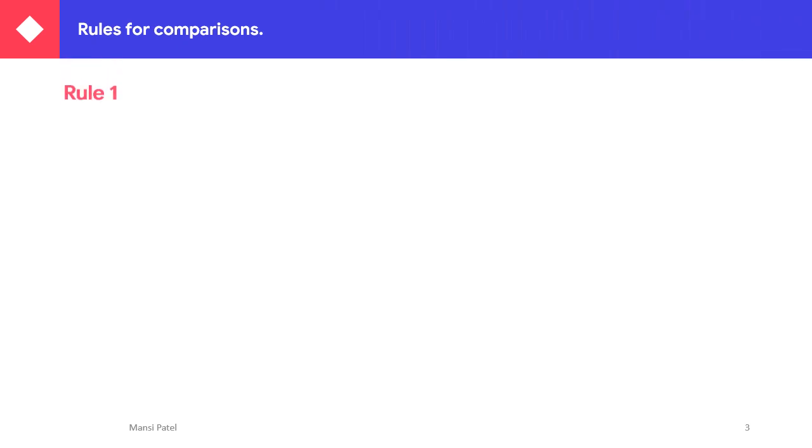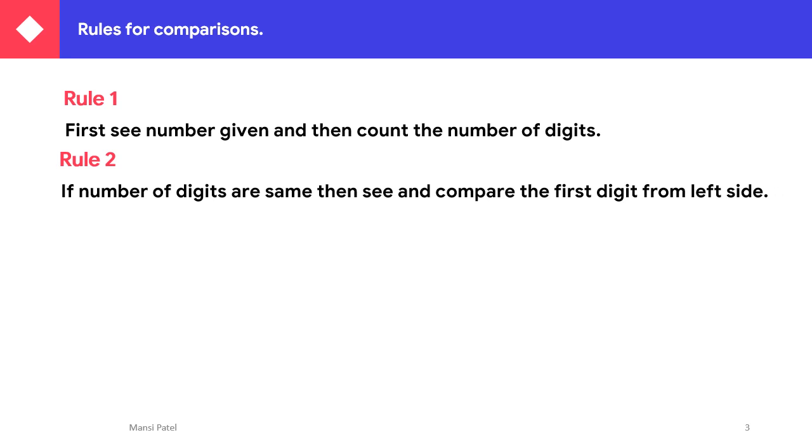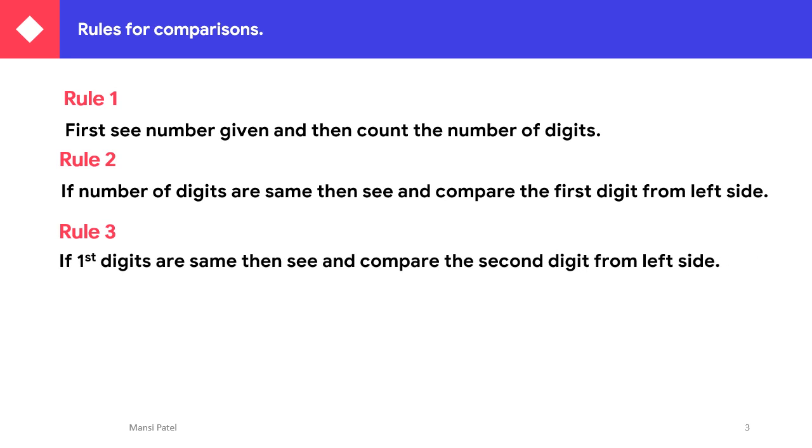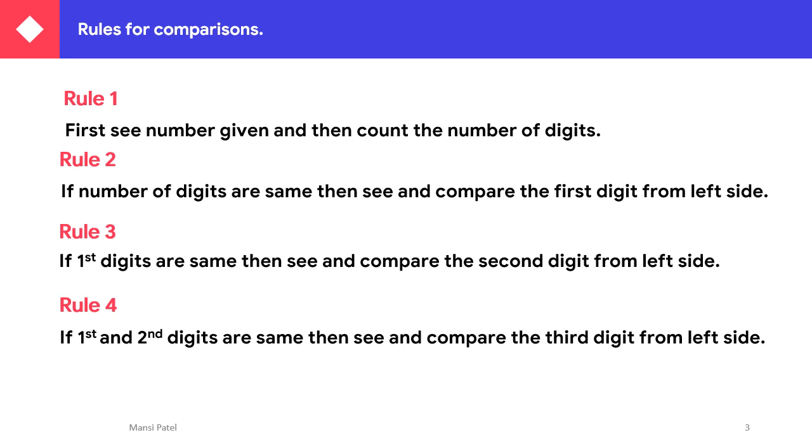Your rule number 1. First, see the number given and then count the number of digits. So, your rule number 1 is first you have to count the number of digits. Rule number 2, if number of digits are same, then see and compare the first digit from left side. Rule number 3, if the first digits are same, then see and compare the second digit from left side. Rule number 4, if first and second digits are same, then see and compare the third digit from left side.